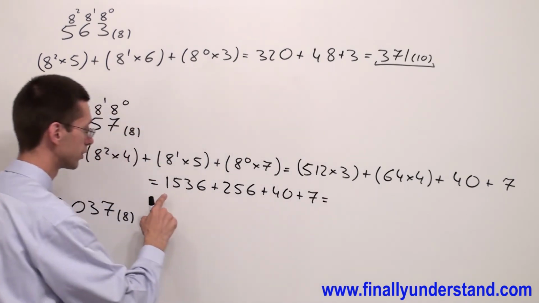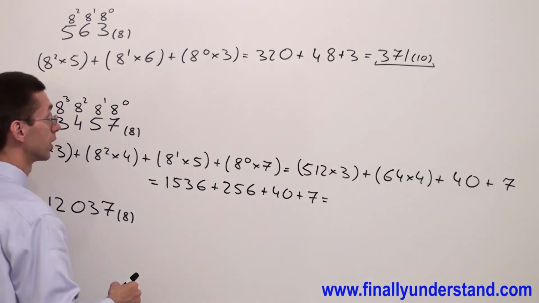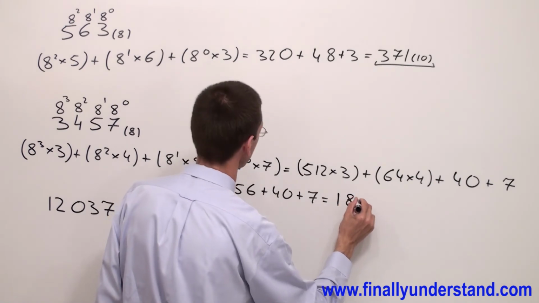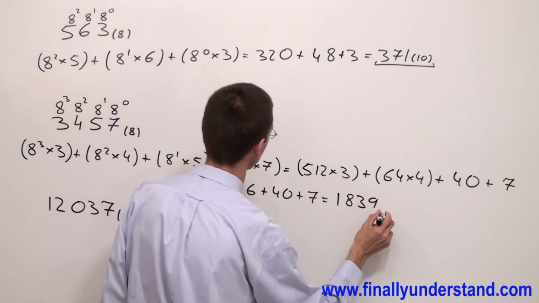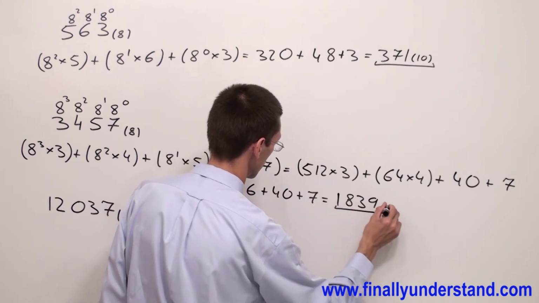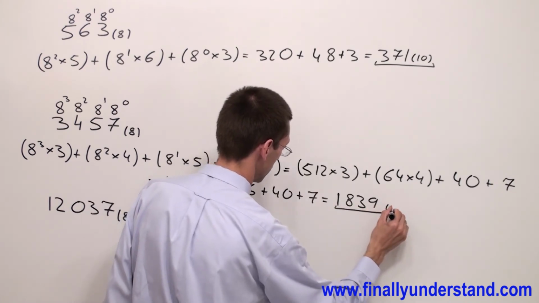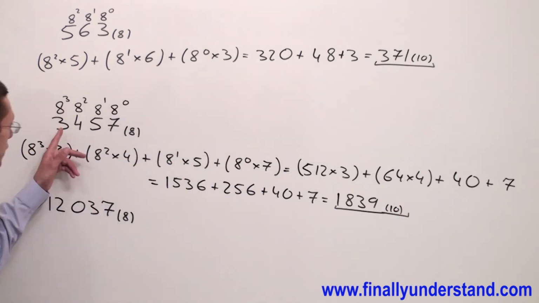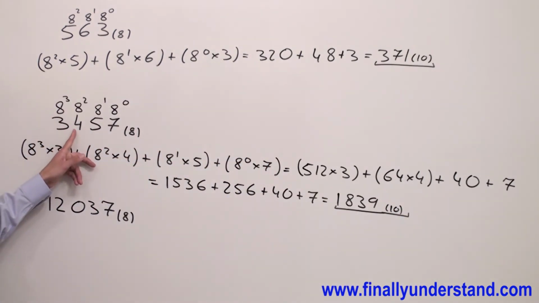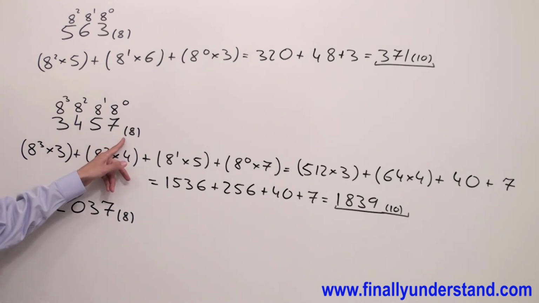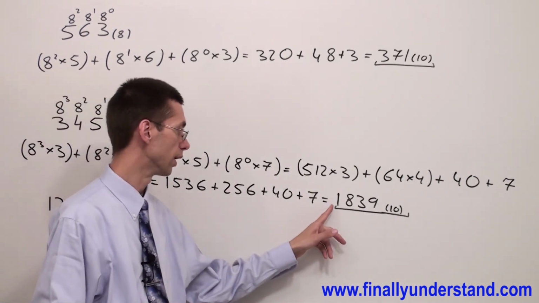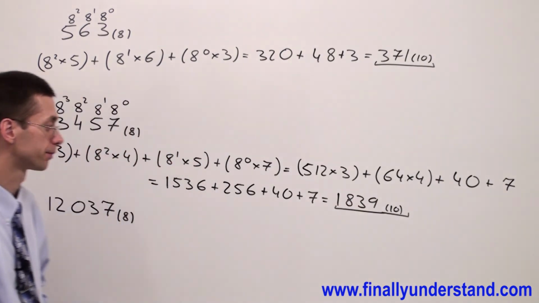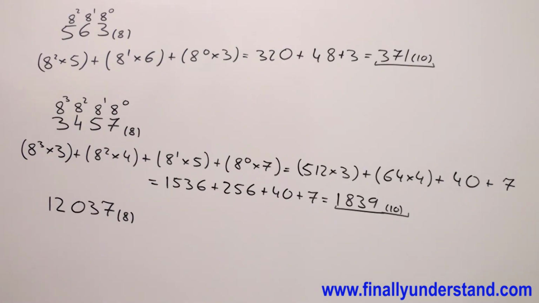If you are going to add all these numbers, you are going to get 1839. And this is the solution to my second problem. In other words, 3457 base 8 is equivalent to 1839 base 10. Let's take a look at the next example.